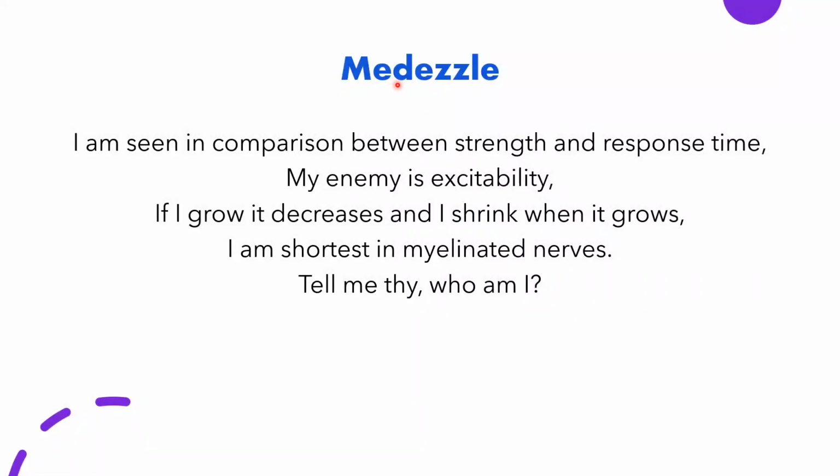So finally it's the medical puzzle time. Now let's start the medical puzzle. I am seen in comparison between strength and response time. My enemy is excitability. If I grow, it decreases, and I shrink when it grows. I am shortest in myelinated nerves. Tell me, who am I?